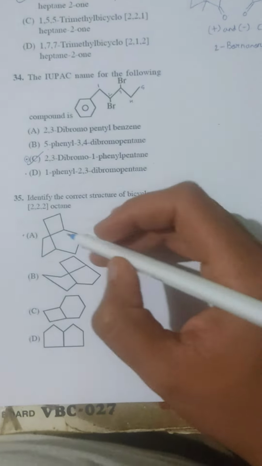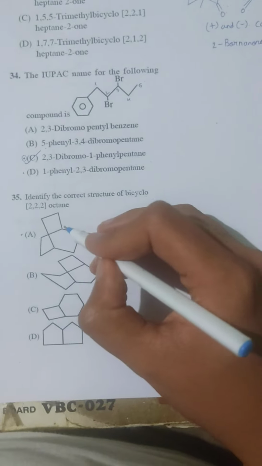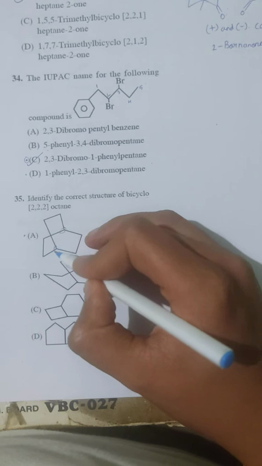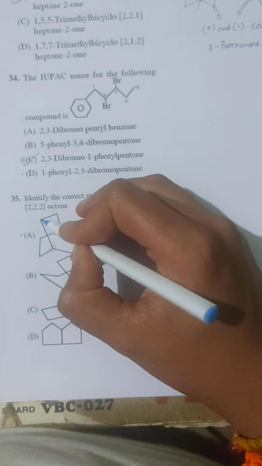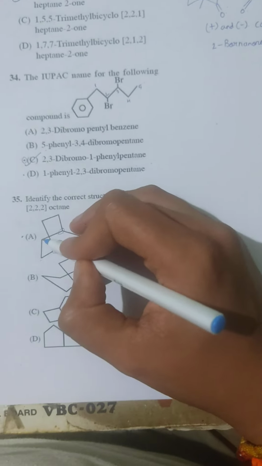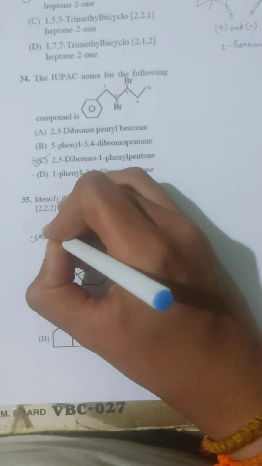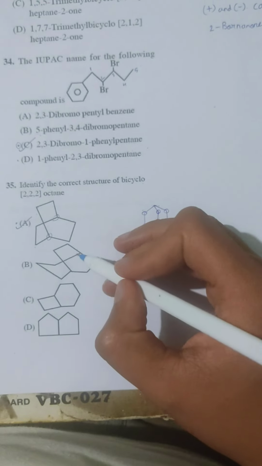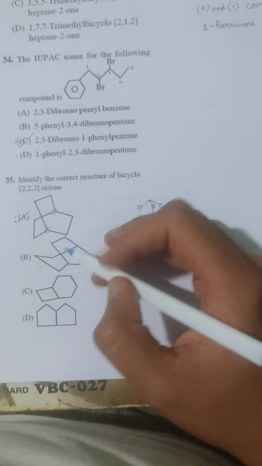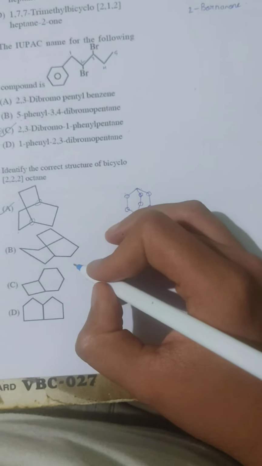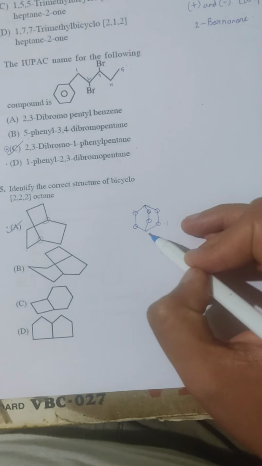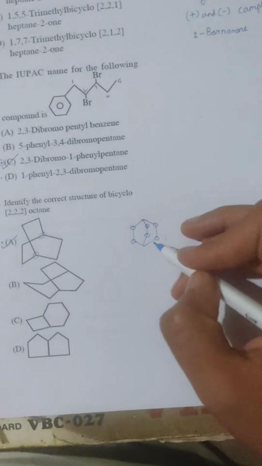So in this way we have to consider the various structures. Starting from here, this is 1 and this is 2. Here they have 2, this completes one bridge. 1, 2 completes one bridge, 1, 2 completes another bridge. So here we already got A as the answer. If you consider the other ones, here we get a single bridge, then a double bridge. So you have to consider the number of bridges and identify it. You have to make sure that there are 2 common atoms shared by the 3 bridges. Then it is considered bicyclo 2,2,2.